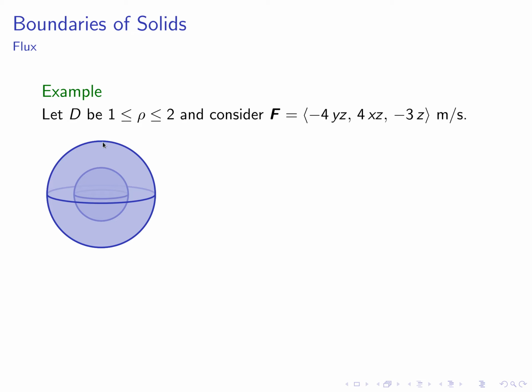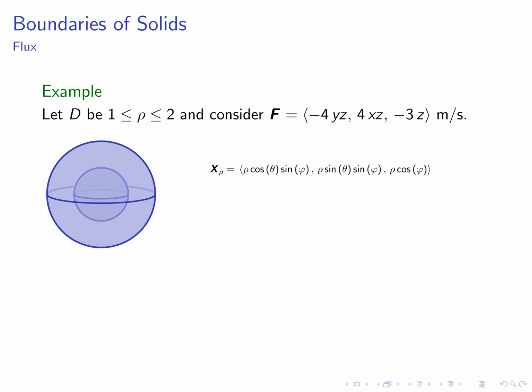So we have the ball of radius 2 out here, and we've scooped out the center, which is the ball of radius 1. We're also defining the data of a vector field here. This vector field has coordinates -4yz, 4xz, and -3z. And the units here are meters per second.